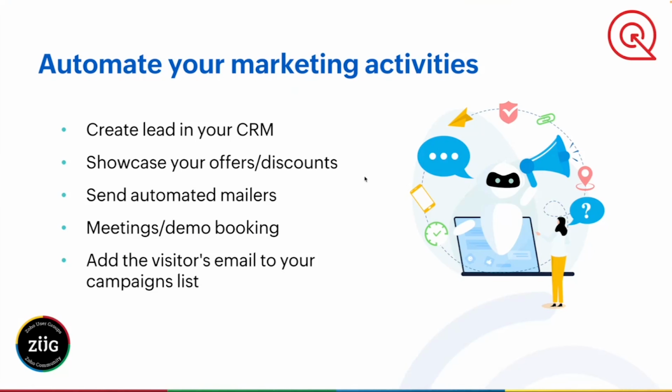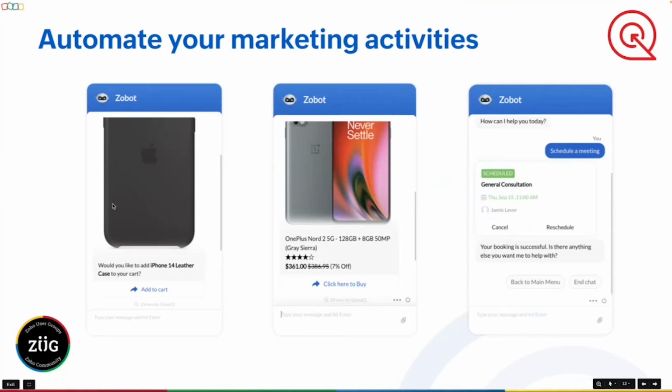Maybe in a real estate business, you can list down all the houses which have offers and let your visitors know more about them. You can also make the bot send automated emailers, schedule an appointment for you, and many more. So these are some of the outputs. This is how you can showcase your offers or any e-commerce items, just like we've seen in the demo, and the appointment scheduling system.